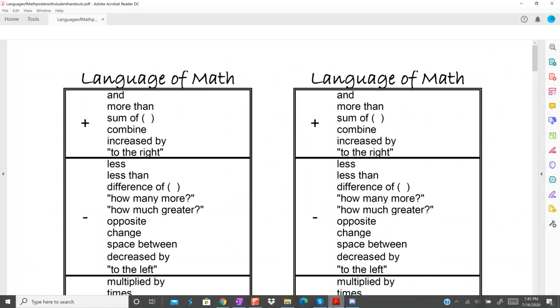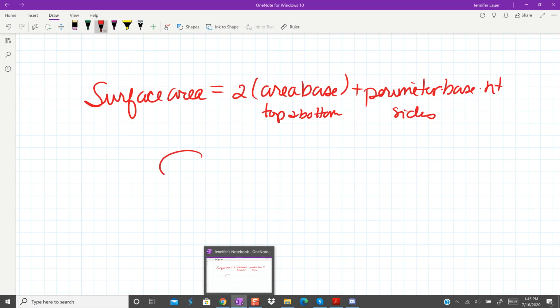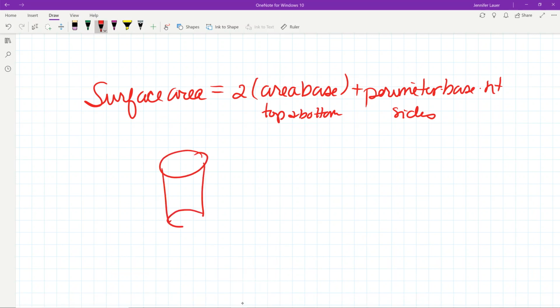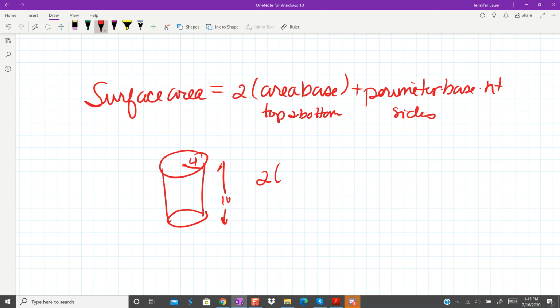So if you have a right circular cylinder, it looks like this. Hopefully you can see that the base is a circle. It has a radius of 4 and a height of 10. So we are going to say 2 times the area of the base. So the area of the base is going to be pi r squared. And the perimeter of the base, now this is the circumference of a circle, is 2 pi r, and the height is 10.